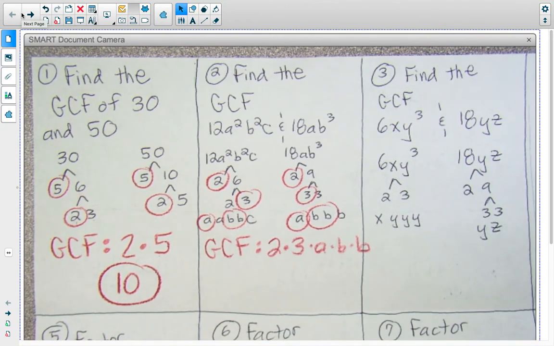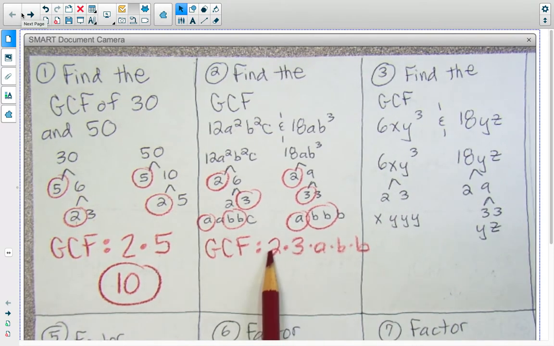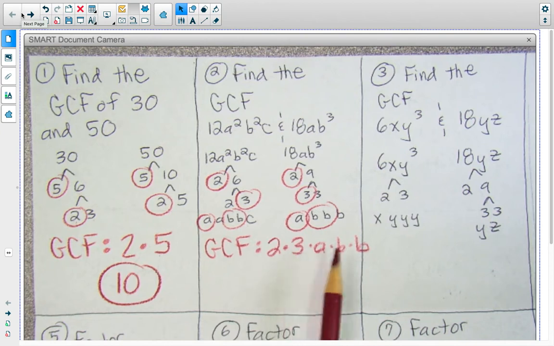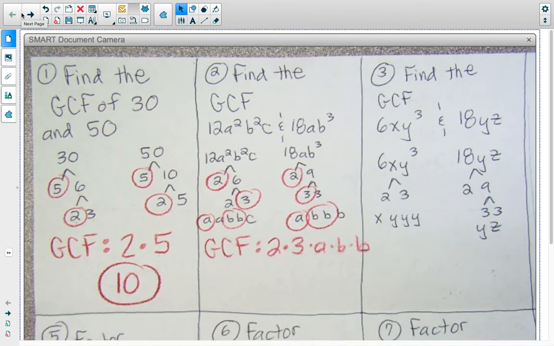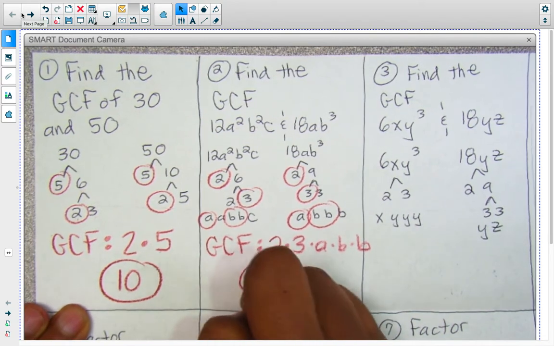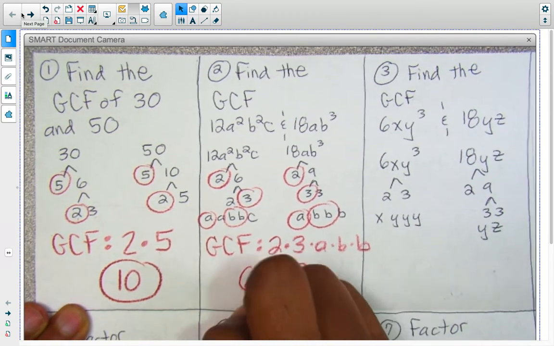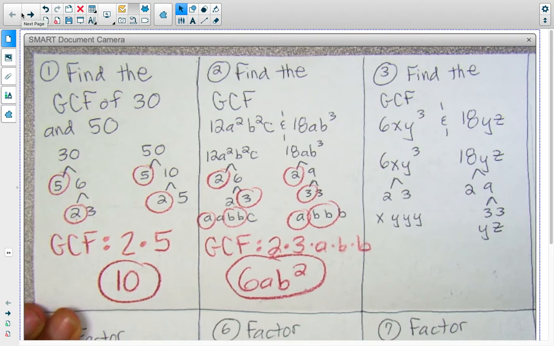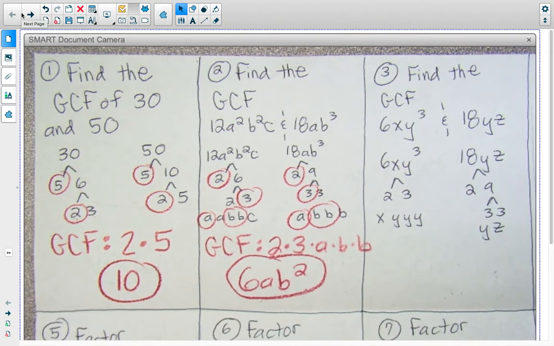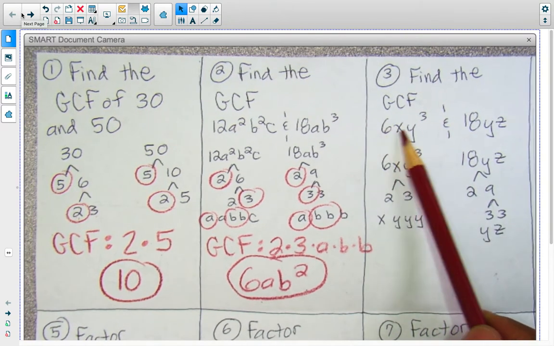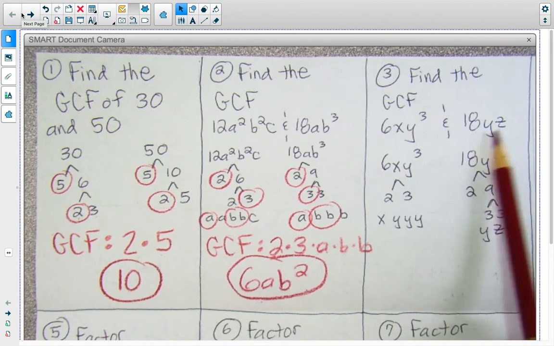So if I multiply all that out, they each have 1, 2 that they share, 1, 3 that they share, 1 A that they share, and they each have 2 B's. So you multiply all that out, greatest common factor, 6ab squared.